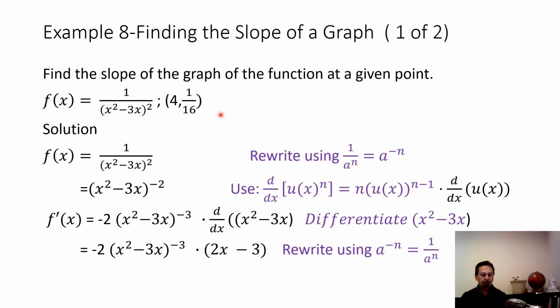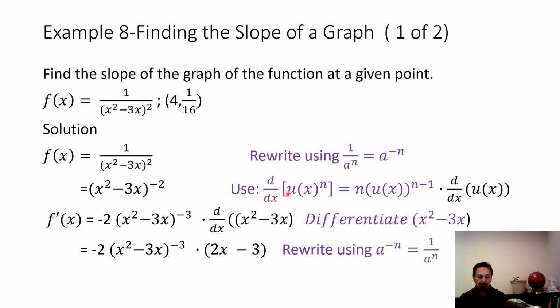So let's do example 8. Find the slope of the graph of the function f of x equals 1 over x squared minus 3x to the power 2 at the point 4, 1 over 16. So let's write this function f of x equals 1 over x squared minus 3x to the power 2. Now we rewrite using 1 over u to the n is u to the minus n. So this becomes x squared minus 3x to the power negative 2.